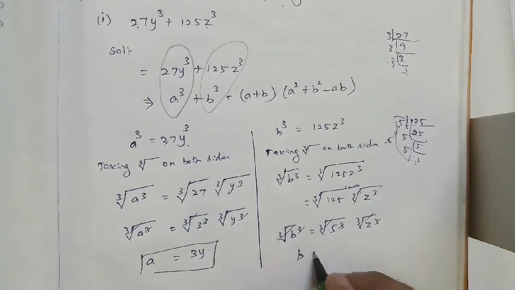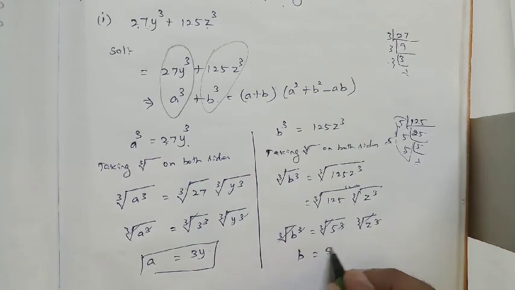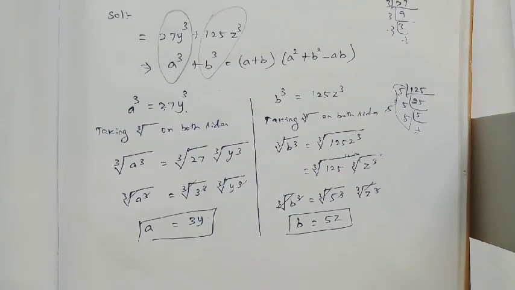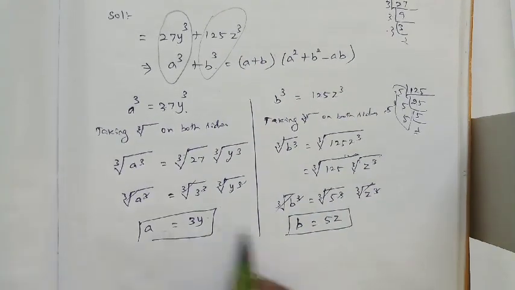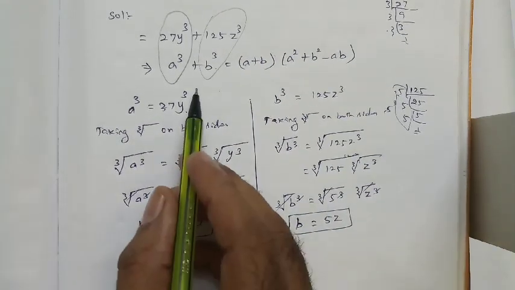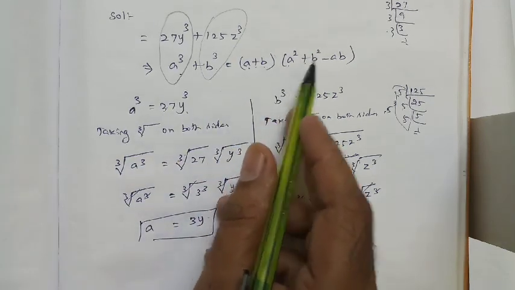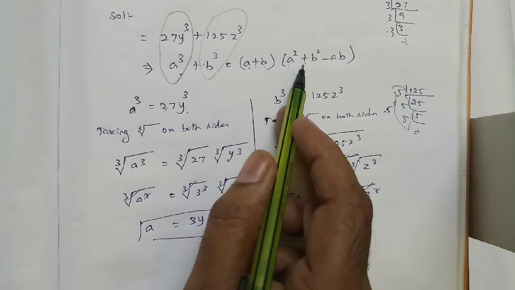So what is the value of b? B is equal to 5z. Now we got the value of a and b: a is equal to 3y and b is equal to 5z. Already we know that a cube plus b cube is equal to a plus b into a square plus b square minus ab. Just substitute and simplify, you'll get the answer.